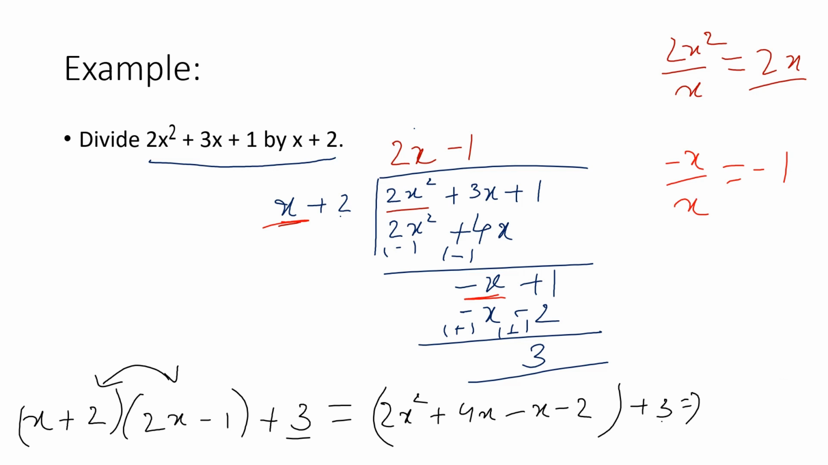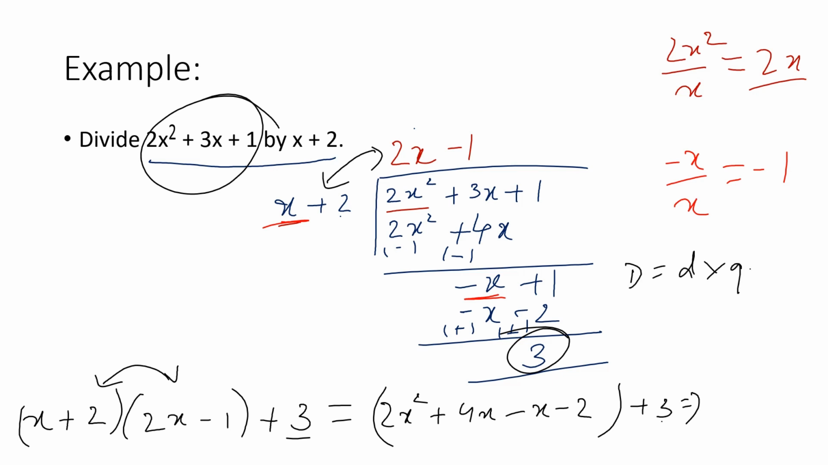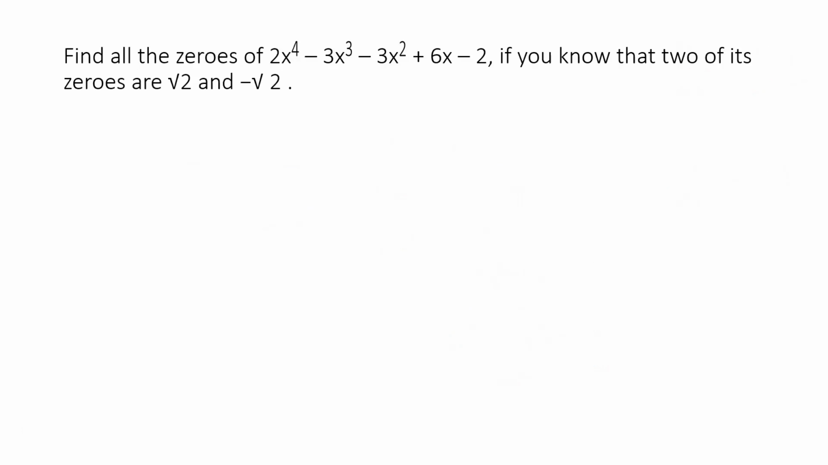Okay, so we get the same thing on multiplying these two and adding this. This is similar to dividend is equal to divisor into quotient plus remainder, right? So the division algorithm for polynomials is verified. Let us take another example.